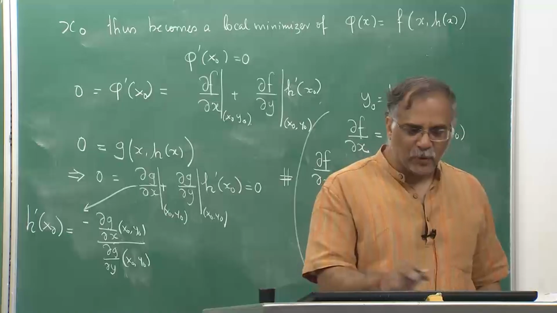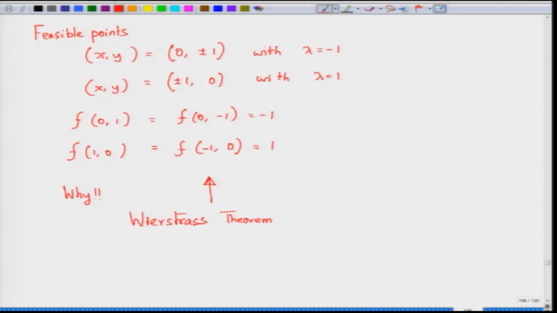So, whatever points have satisfied the Lagrangian multiplier rule, we have checked what values have been observed. The maximizer and minimizer must lie among them, and so minus 1 is the minimum value and plus 1 is the maximum value.